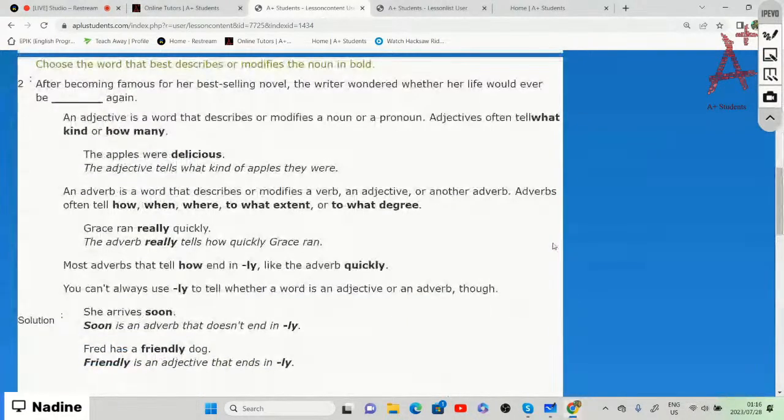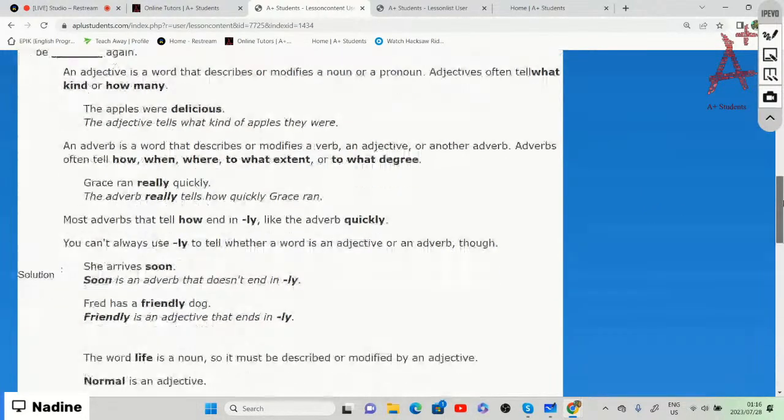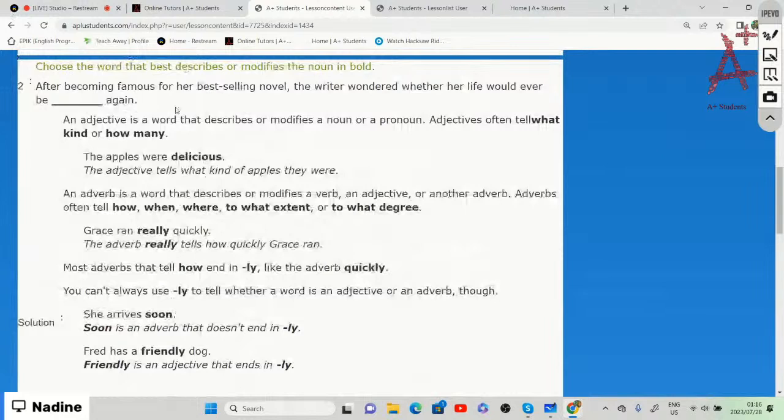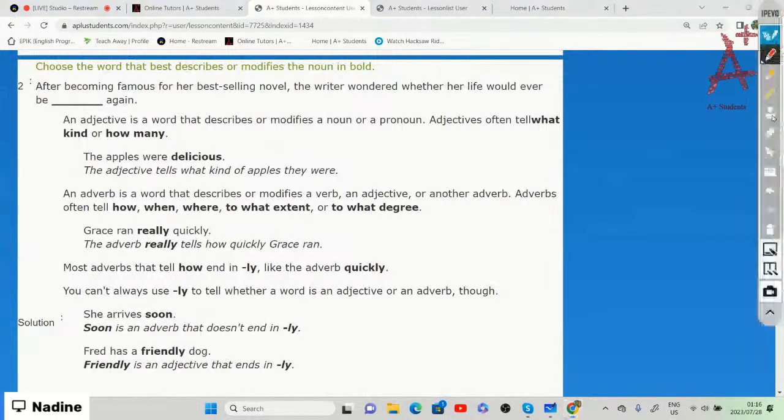We need to choose the word that best describes or modifies the noun within this sentence. After becoming famous for the best selling novel, the writer wondered whether her life would ever be. Again, we need to choose. Let's look at the options. So we will say normal over here. Let's just say normal.